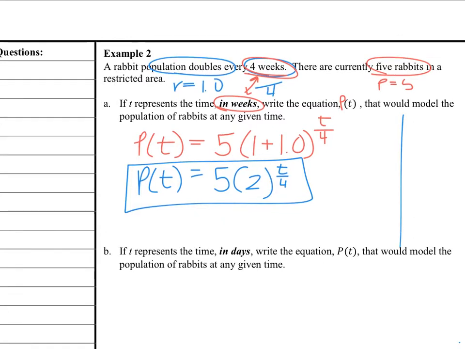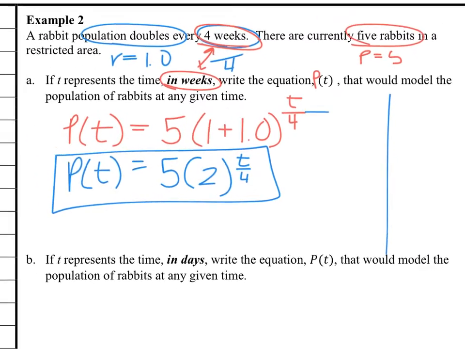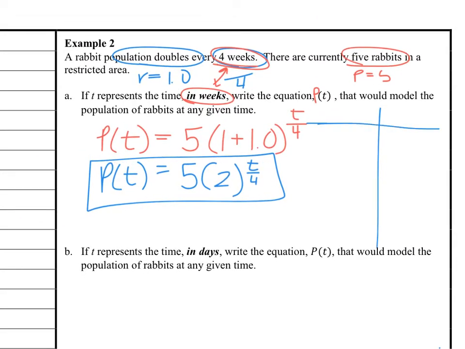If you want to see this in terms of a table, what this would look like, we would have 0 weeks, 4 weeks, 8 weeks.